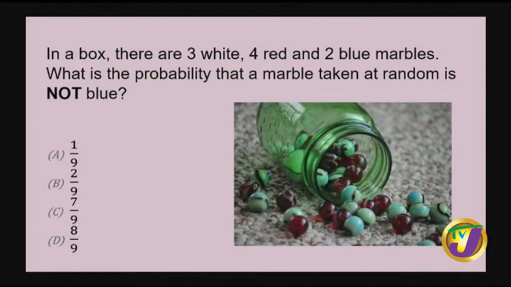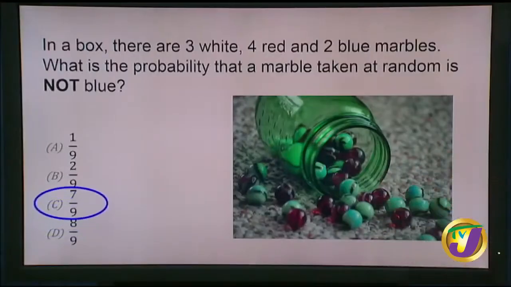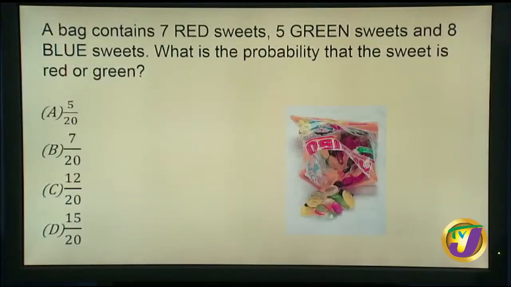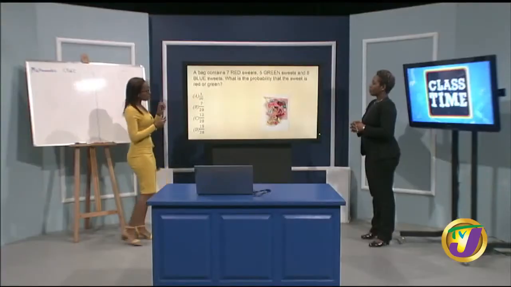And I can simply add 3 plus 4 is 7. So 7/9 would be not blue. That is indeed correct. So here goes. Let's see if you are fully paying attention.